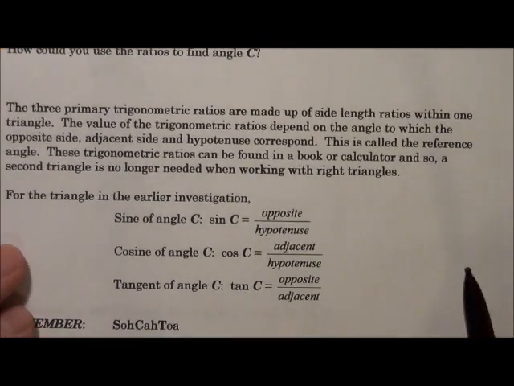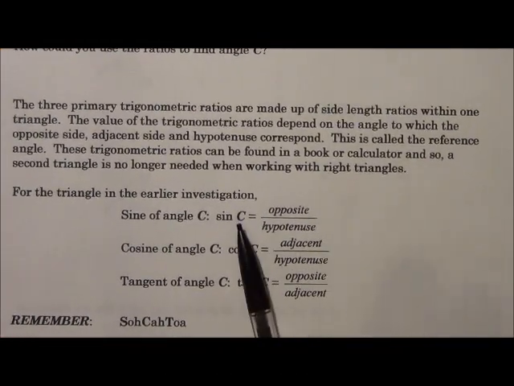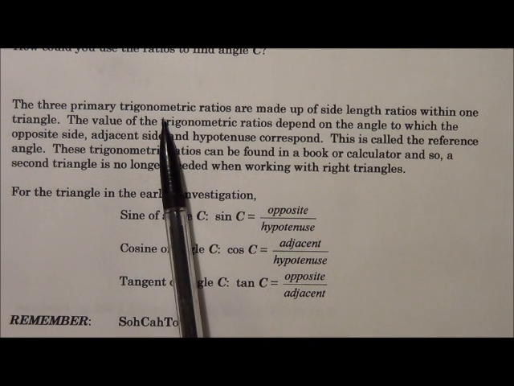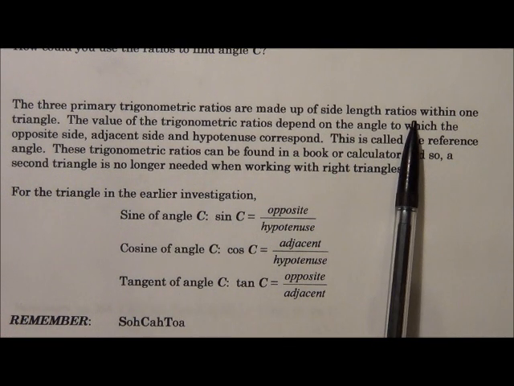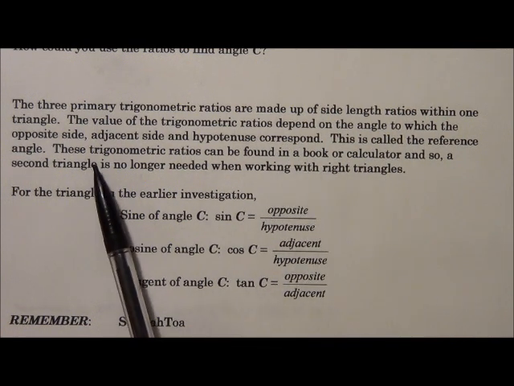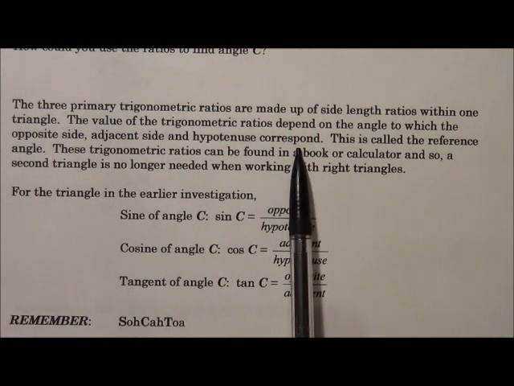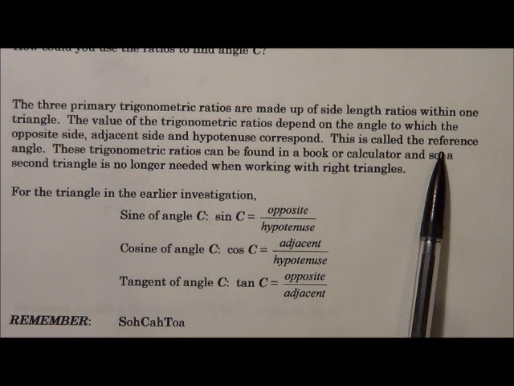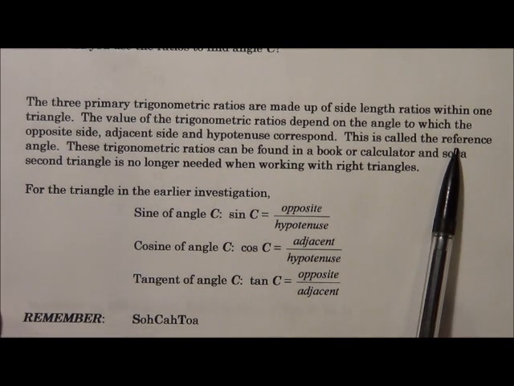So all this boils down to the three primary trigonometric ratios, which are made up of the side length ratios within one triangle. The value of the trigonometric ratios depends on the angle to which the opposite side, adjacent side, and hypotenuse correspond. The angle is called the reference angle. So that's the angle of interest that we're going to have in each of the triangles.